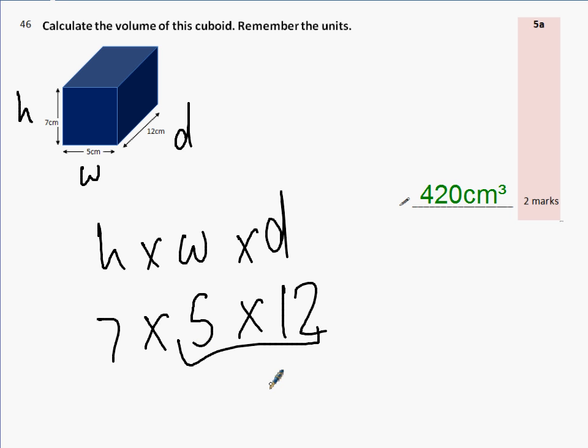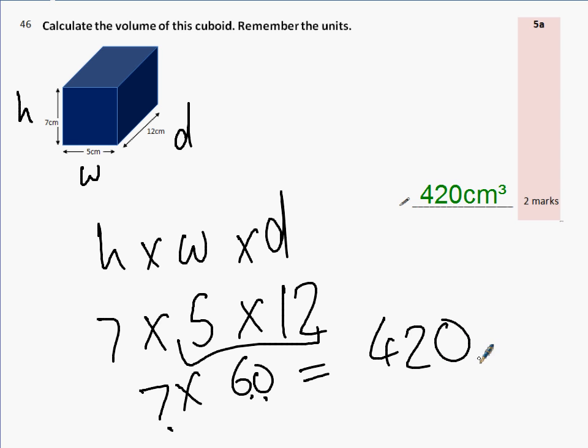So instead, why don't I do 5 times 12, which is 60, and then do 7 times 60 in my head. 7 times 6 is 42, times by that 10, 420 centimetres cubed, because you're trying to find the volume. If you put squared, that's wrong. If you just put centimetres, that's wrong. If you just put 420, that's wrong.